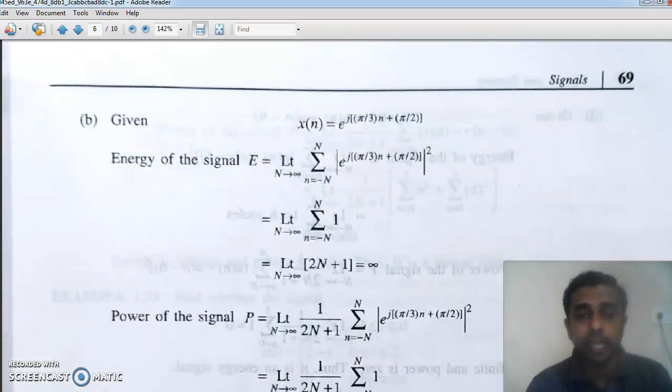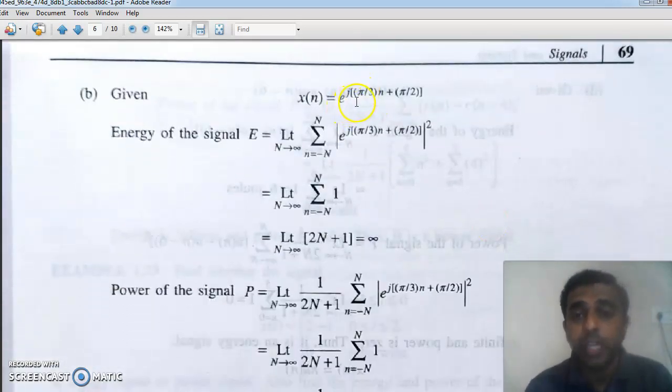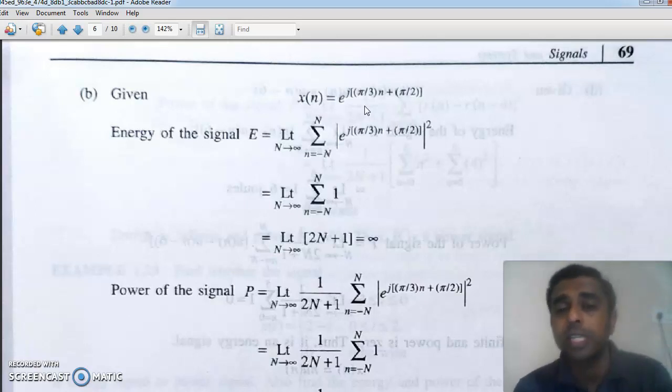Okay, now here is another important thing. This is in the form of e raised to j theta, where theta is nothing but pi by 3 n plus pi by 2. This whole thing is theta. So what is the magnitude? I am taking the square of the magnitude. What is the magnitude of e raised to j theta? It is 1. Why? e raised to j theta is nothing but cos theta plus j sin theta. Theta can be any value. So the magnitude is the root of cos square theta plus sin square theta. You know that cos square theta plus sin square theta is nothing but 1. Root of 1 is nothing but 1. So the magnitude of e raised to j theta, theta being any value, is 1.